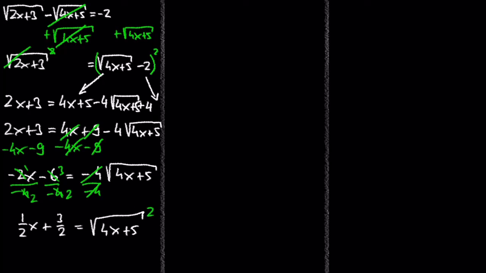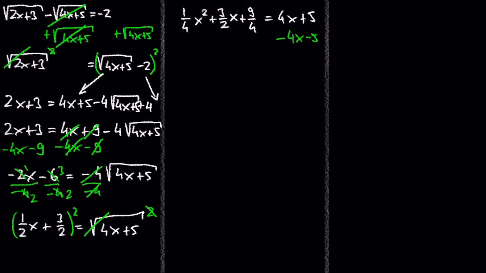Let's get rid of the square root by squaring. 1 over 2x squared is 1 over 4x squared. 3 over 2 squared is 9 over 4. And the term in the middle is 2 times 3 over 2 times 1 over 2x, which is 3 over 2x. Let's subtract 4x and 5 to get a 0 on the right-hand side. We can write the 4 as 8 over 2, and we can write the 5 as 20 over 4.